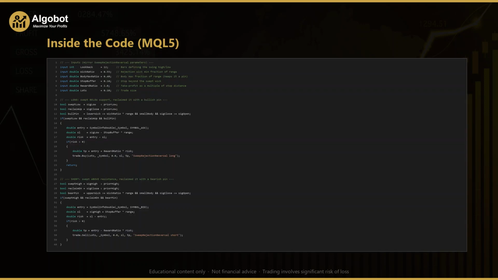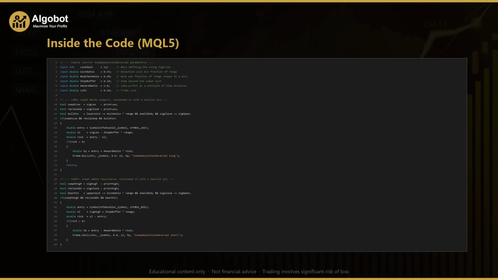Let's read through the code as it appears in MetaEditor. At the top are the input parameters. Lookback sets how many bars define the swing high and low. WickRatio and body max ratio shape what counts as a rejection pin, requiring a long wick and a small body. Stop buffer adds a little cushion beyond the swept wick. RewardRatio sets the target as a multiple of the stop distance, and lots is the trade size. Now look at the long block.